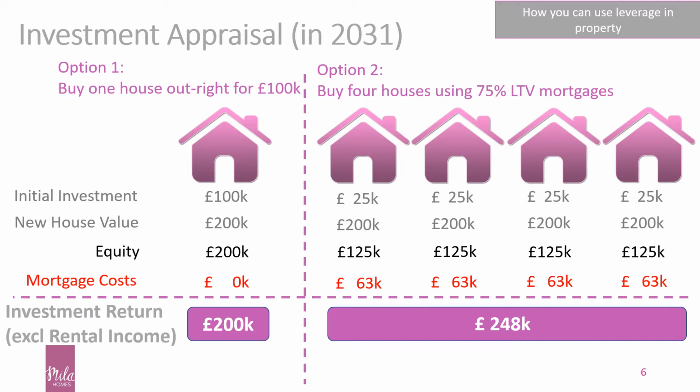So if you add up all of the equity that you've got and you take off the mortgage costs, that brings you in at £248,000. You can see, just by comparing option one and option two, I'd still want to go for option two. That's given me £48,000 more than option one.